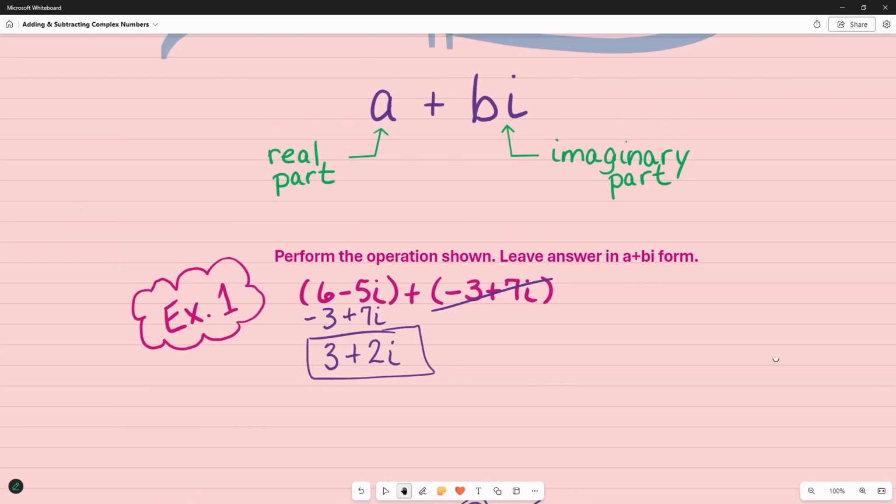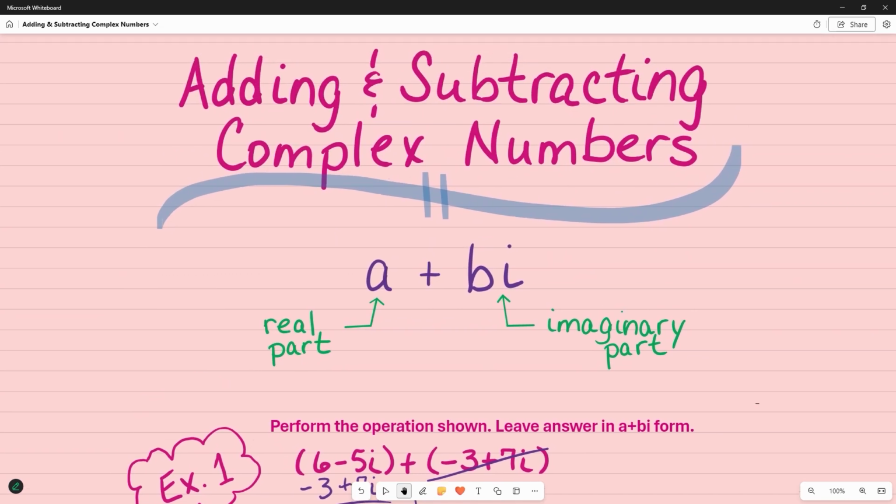Once you simplify it by combining your like terms, put your answer in the form of A plus BI.